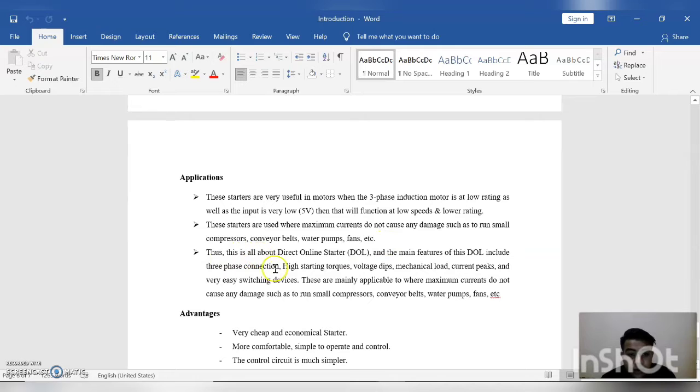This is all about the direct online starter, and the main features of this direct online starter include three-phase connection, high starting torque, voltage dips, mechanical load current peaks, and very easy switching device. These are mainly applicable where maximum currents do not cause any damage, such as to run small compressors, conveyor belts, water pumps, fans, and other than that.